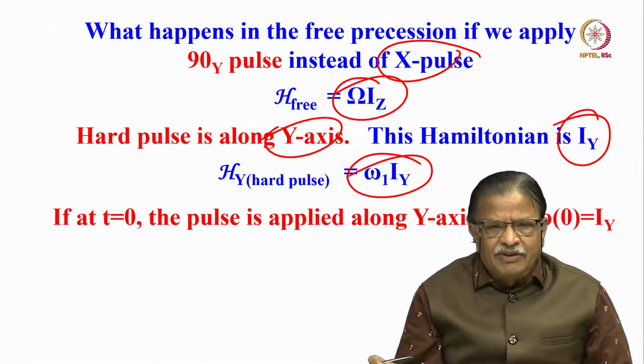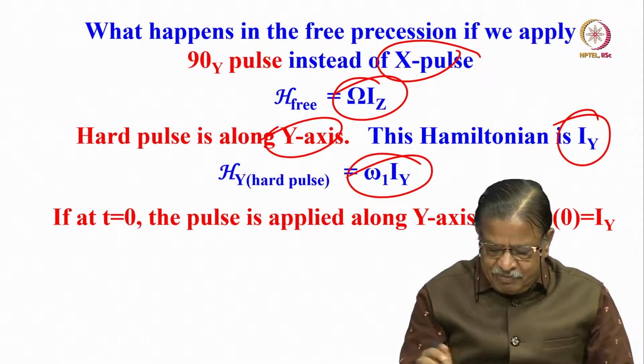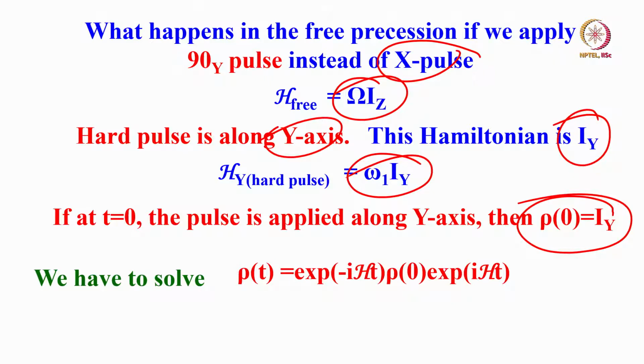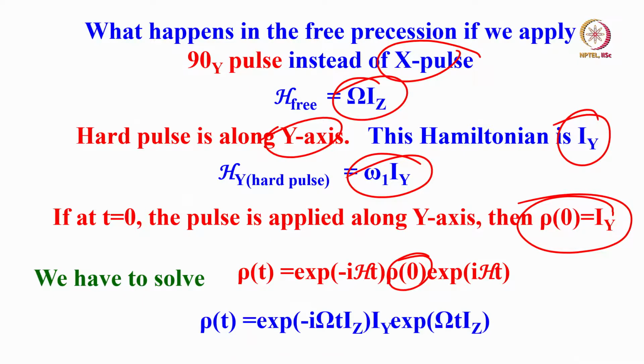Now, at time t is equal to 0, the pulse is applied along y axis, that means rho of 0 is equal to Iy. Earlier it was rho of 0 is equal to Ix because the pulse was applied along x axis. Now you are applying the pulse along y axis. So, rho of 0 is equal to Iy. So, what do you have to do now? You have to solve this equation the same way. Now, what is rho 0? What is the operator and what is the operator in which you are rotating? You should know by now.